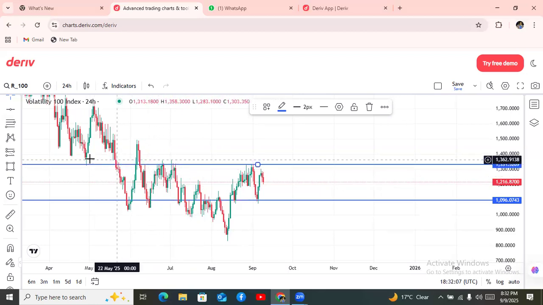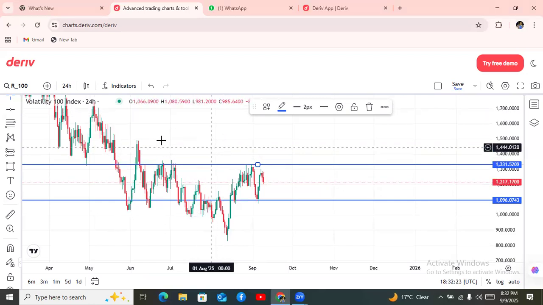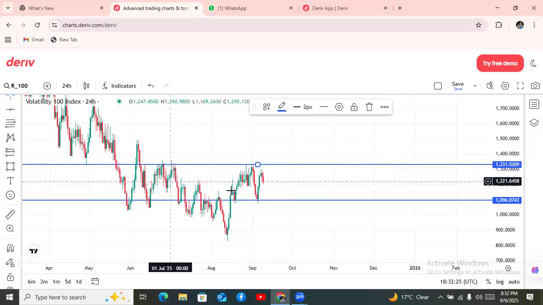Then, if we see this type of a level, we expect that when price comes back to that level, it will have to react to that level, irrespective of what is likely to happen. So we expected price to react at that level, and it did react.